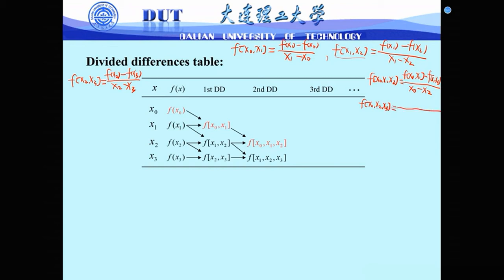Now, it is a ratio, right? The numerator is the difference between the two first dd. So it should be f[x1, x2] minus f[x2, x3]. Clear? These two terms. What is the denominator? Now, the common term is x2. So here should be x1 minus x3. Clear? You should understand the rule, right?